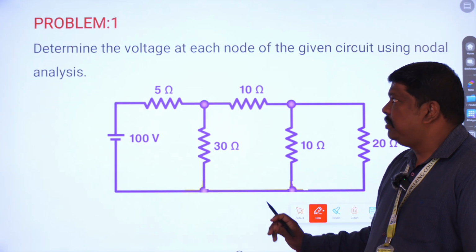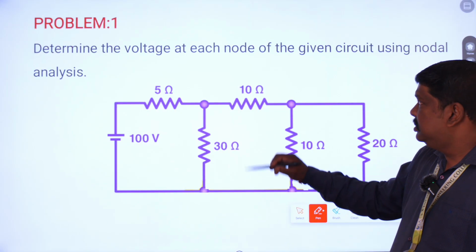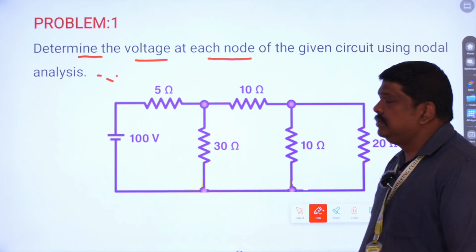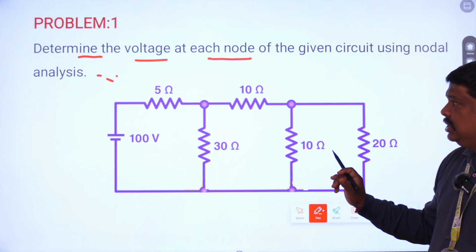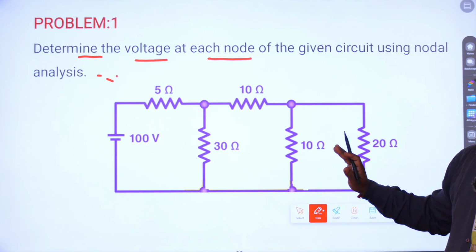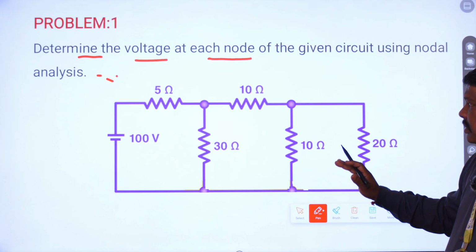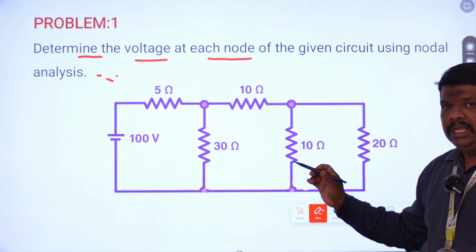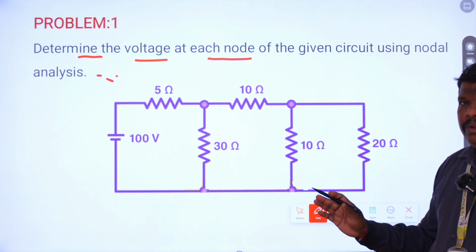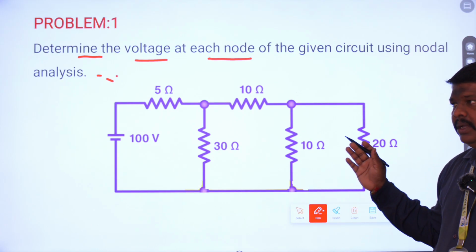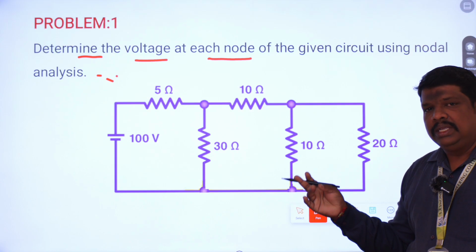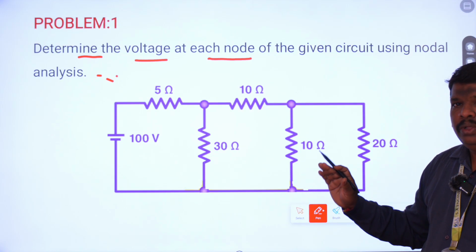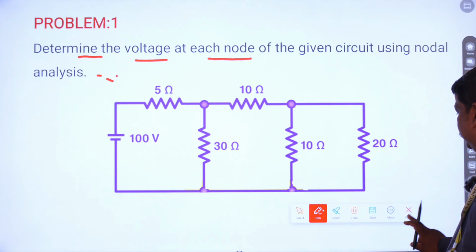Now we can see a simple problem on nodal analysis. This problem is to determine the voltage at each node. We are going to find the voltage at each node for a given electrical circuit using nodal analysis. This is a simple circuit. We have one voltage source, and resistances connected in series as well as parallel combinations. We have to identify where the nodes are, what types of nodes there are, non-reference nodes as well as the reference node, and label everything. We are going to do it, and find the voltages at each node.